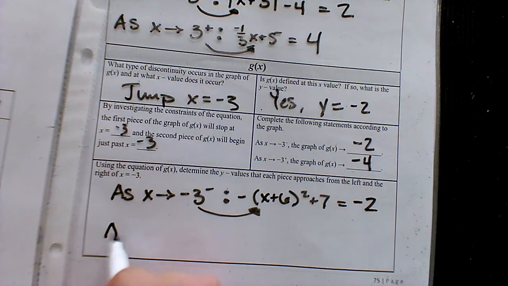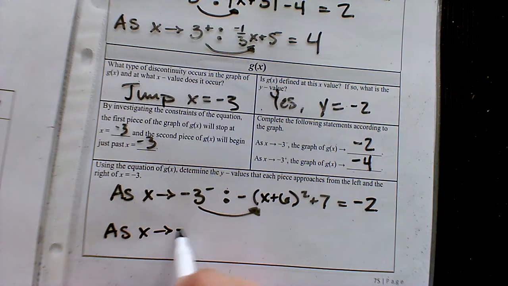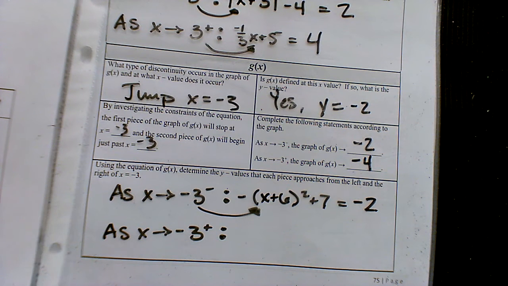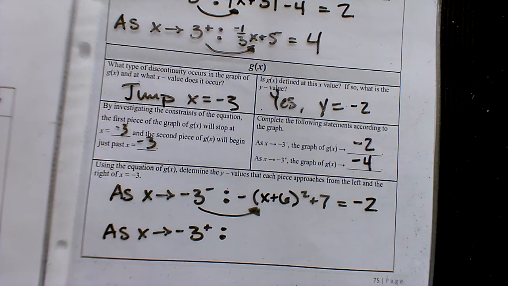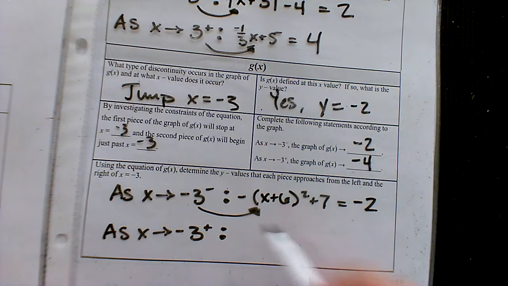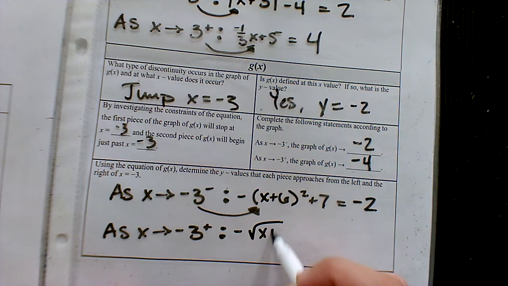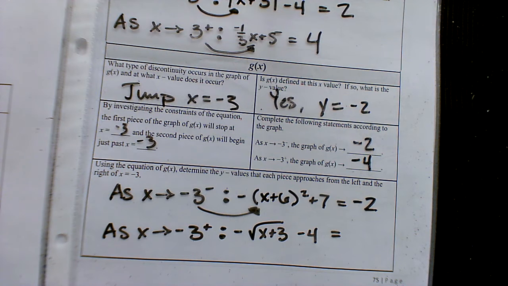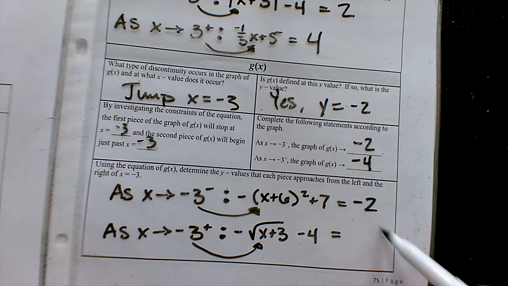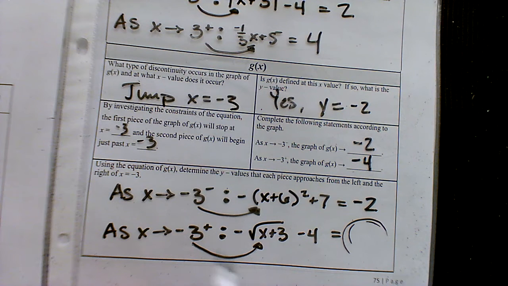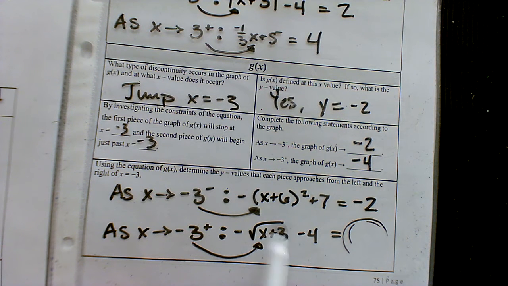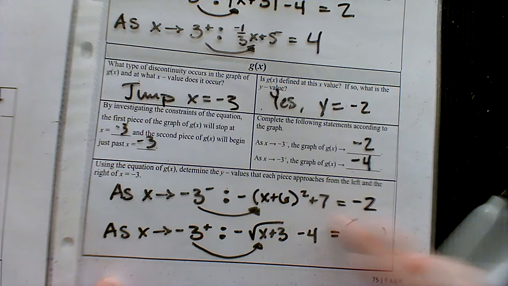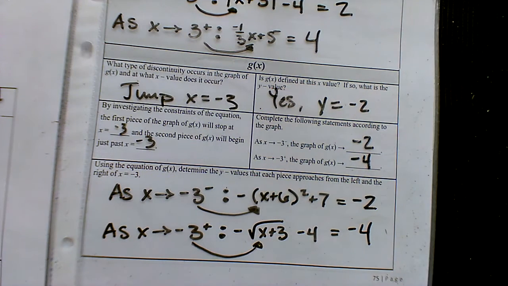Let's see the right-hand side of -3. Looking at the equations, numbers bigger than -3 would be the square root equation. So if this equation is beginning at -3, we want to check out the height it has when it begins. We'll plug in -3, we'll get 0 minus 4, which would be -4. Okay, checks out with what we had based off the graph.